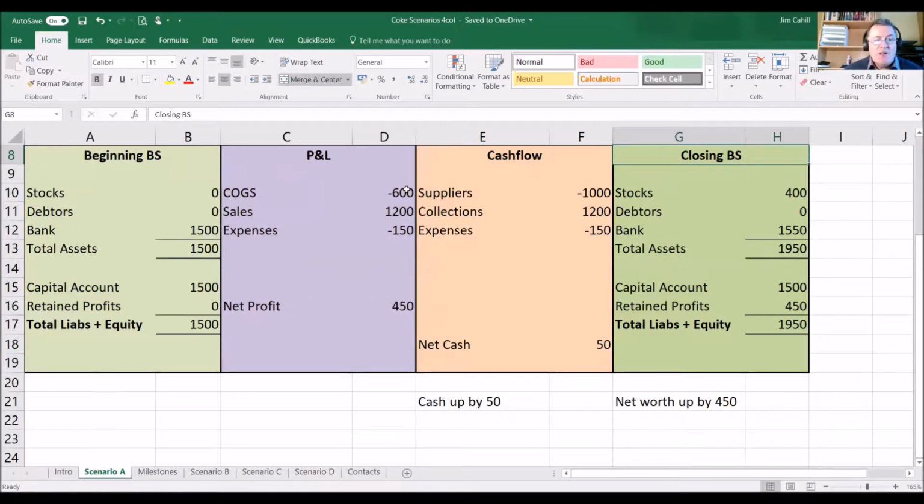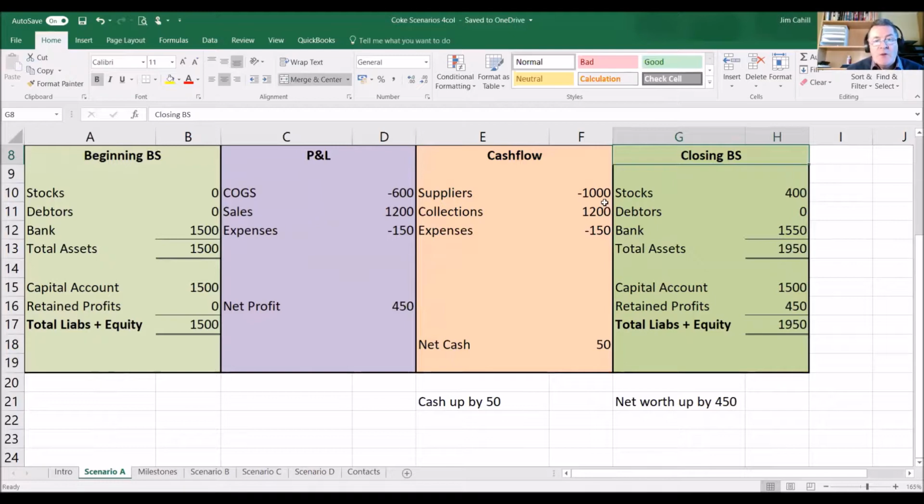And the cost of sales is his opening stock of nil, his purchases of 1,000, and then he's got 400 left, so you take that away to leave you with the 600. So you've got cost of sales of 600 and his expenses of 150. So Anthony has a profit of 450.